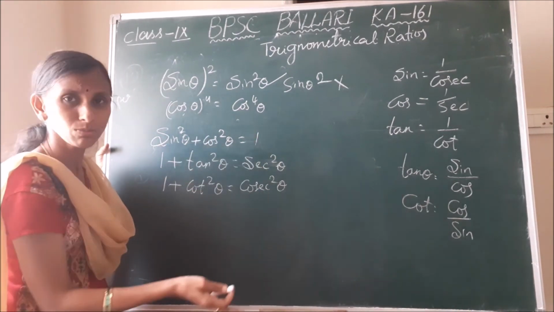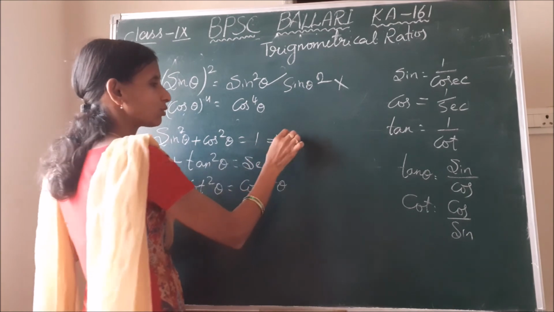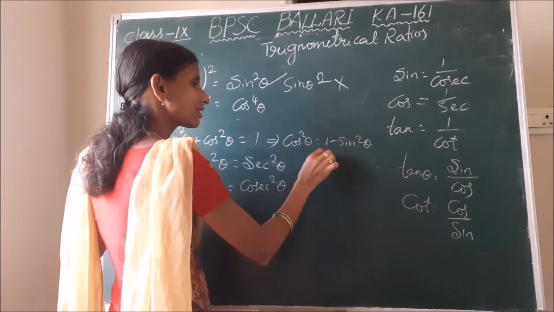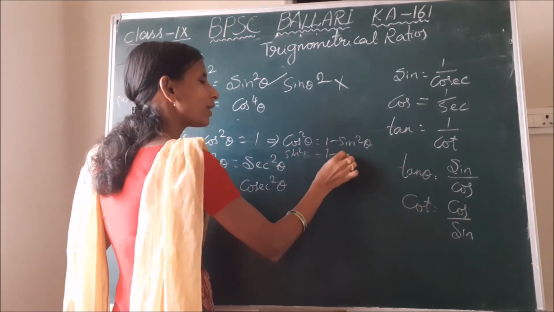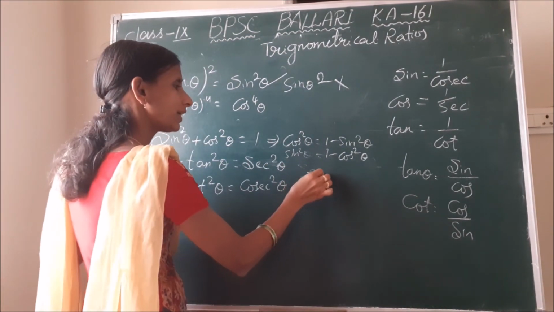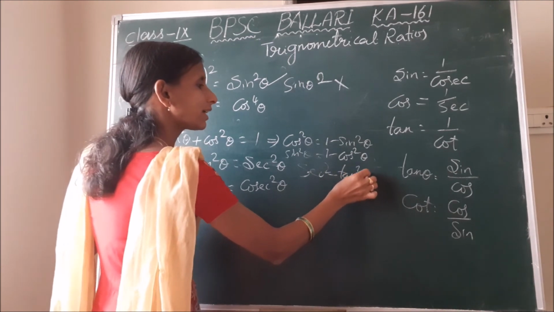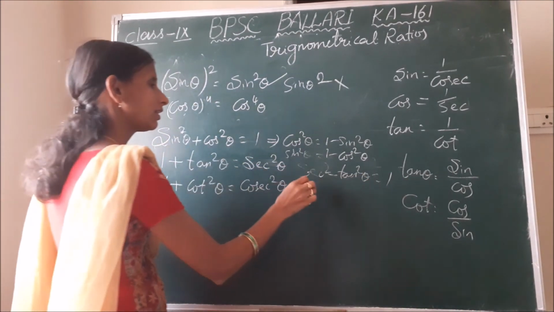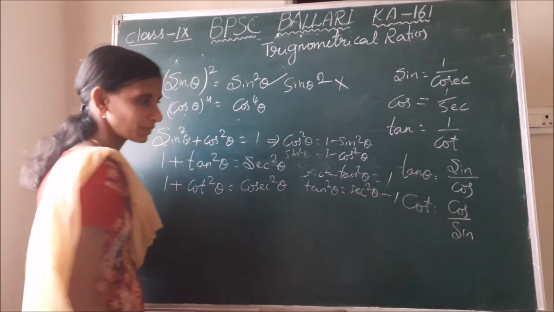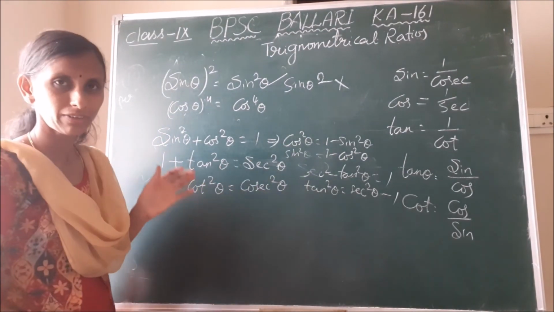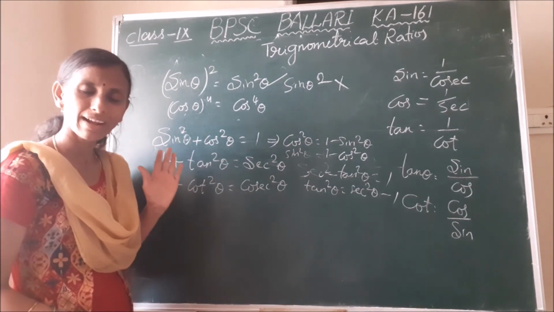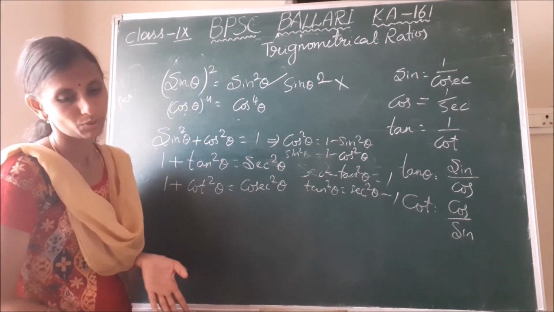From this again we can frame so many things. Cos square theta is equal to 1 minus sin square theta. Next, sin square theta is equal to 1 minus cos square theta. Next here, secant square theta minus tan square theta is equal to 1. Again, tan square theta is equal to secant square theta minus 1. Like this, we can make many from these given equations. So we have to learn these things and remember them in order to solve the problems.